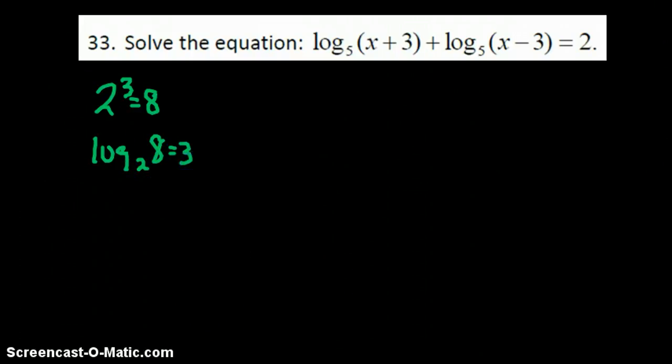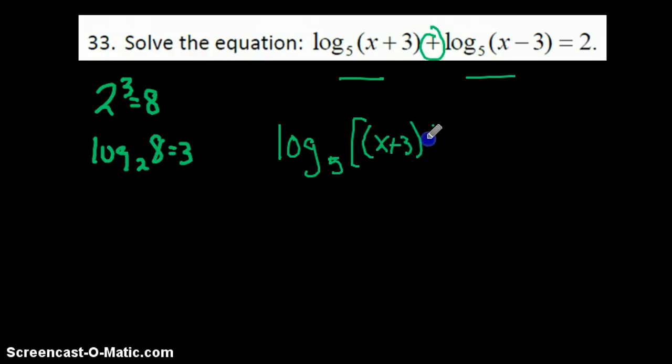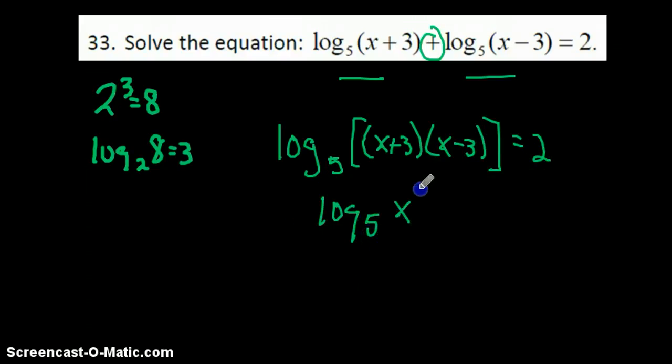Now the question says solve the equation. Notice we have two log statements. And notice I have this plus between them. Plus means multiply, so we're going to write the two separate statements as one log statement. It's log of these two things, x plus 3 times x minus 3. Of course, that's equal to 2. Well, let's simplify this here. This is just x squared minus 9. That's pretty easy. Is equal to 2.